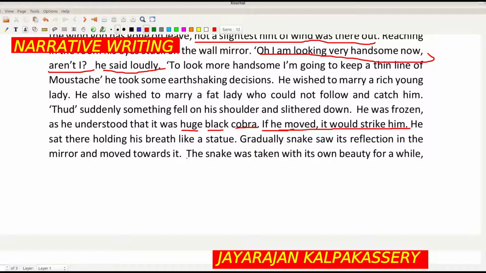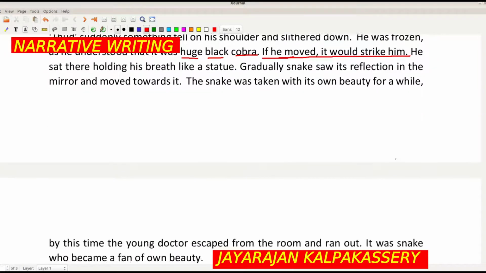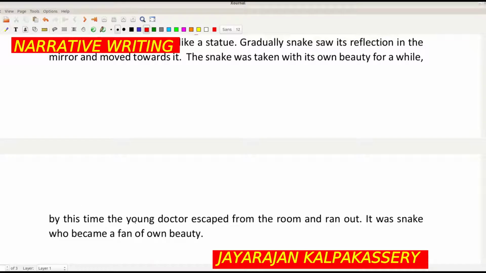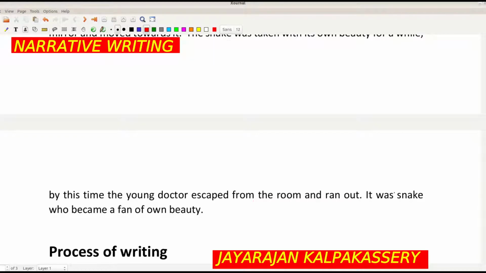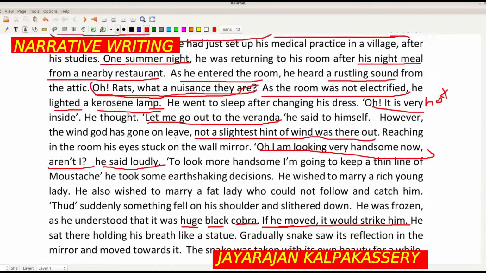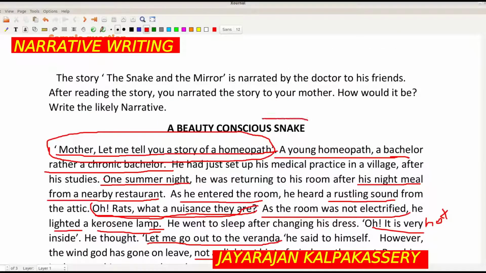Gradually the snake saw its reflection in the mirror and moved towards it. The snake was taken with its own beauty for a while. It is the narrator's opinion. By this time the young doctor escaped from the room and ran out. It was a snake who became a fan of its own beauty. So this is the narrative given, and we have given a title to it, a beauty conscious snake. Every narrative will have such a title also.